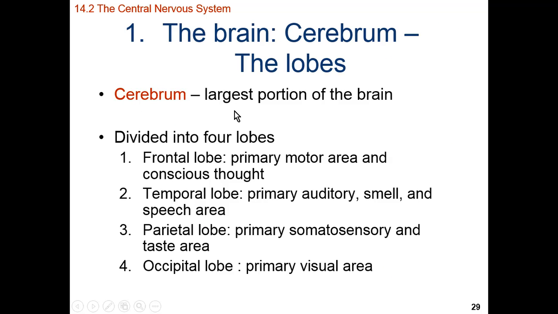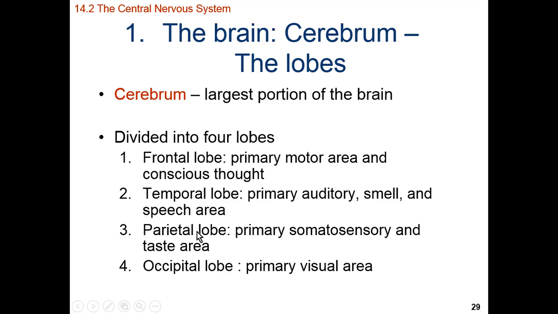The cerebrum has main lobes. These lobes of the cerebrum are named after the bones associated with the lobe. So we have the frontal lobe, the temporal lobe, the parietal lobe, and occipital lobe, which correspond to the frontal bone, temporal bone, parietal bone, and occipital bone. Our frontal lobe is going to have the primary motor area of our brain and lots of conscious thought processed there. Our temporal lobe is associated with auditory processing, sense of smell, and our speech production and processing.